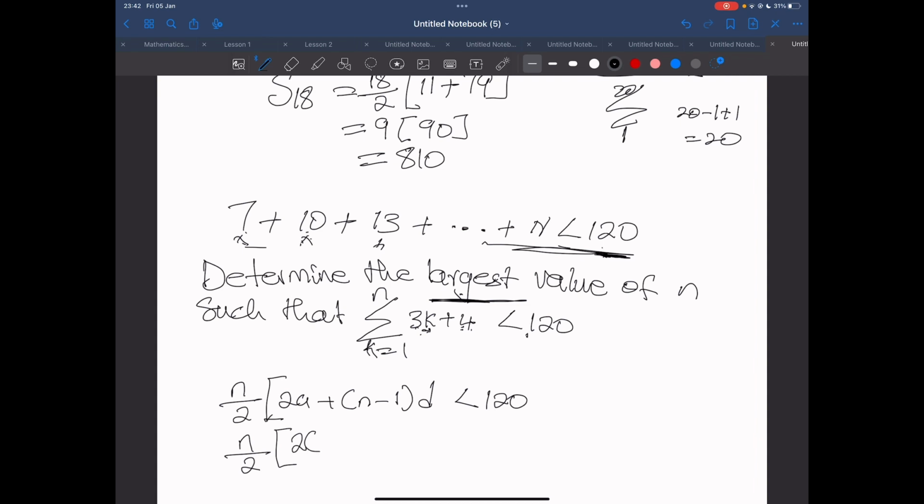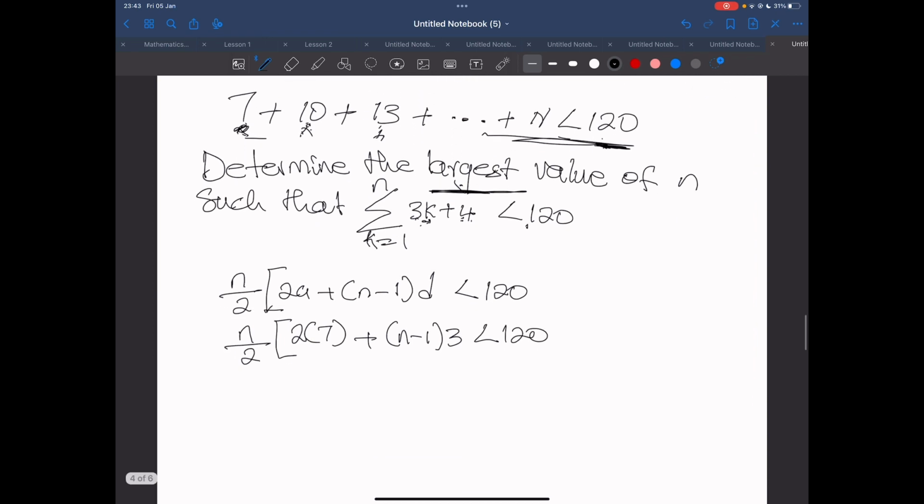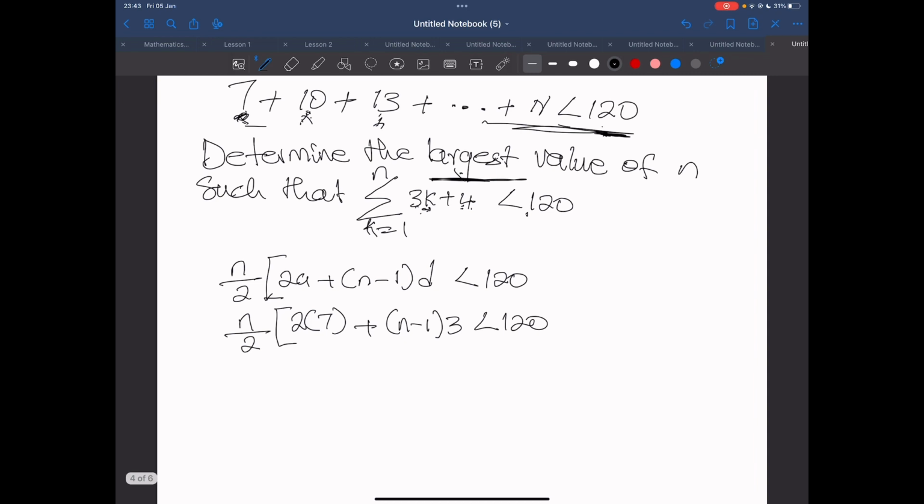So n, we don't know, we are looking for this n, so we have n over 2 into 2 times a, where a is 7, it's term number 1 there, and then n we are looking for, and d, we have already calculated d, it's 10 minus 7, which is 3. So this must be less than 120. Now if we simplify this, we have n over 2 into 14, 7 times 2, and then removing these brackets, we have 3n minus 3. So this should be less than 120.